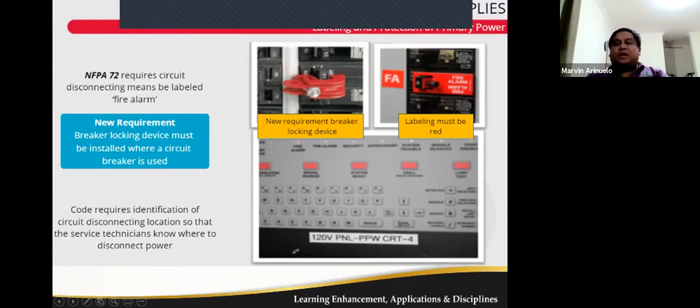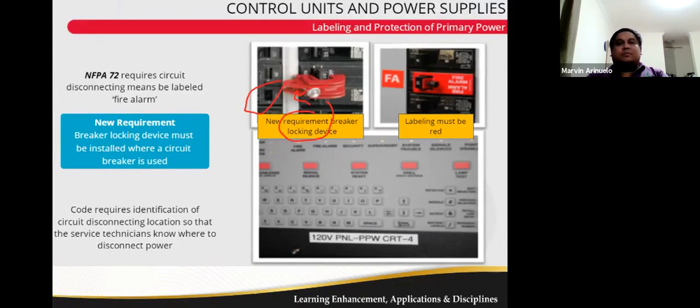The new requirement is that where a circuit breaker is used as the disconnecting means, a breaker locking device must be installed. The code also requires that the location of the circuit disconnecting means be identified at the control unit so that the service technician knows where to go to disconnect power to a control unit. So this one is your label, the red label here, and it must be red.